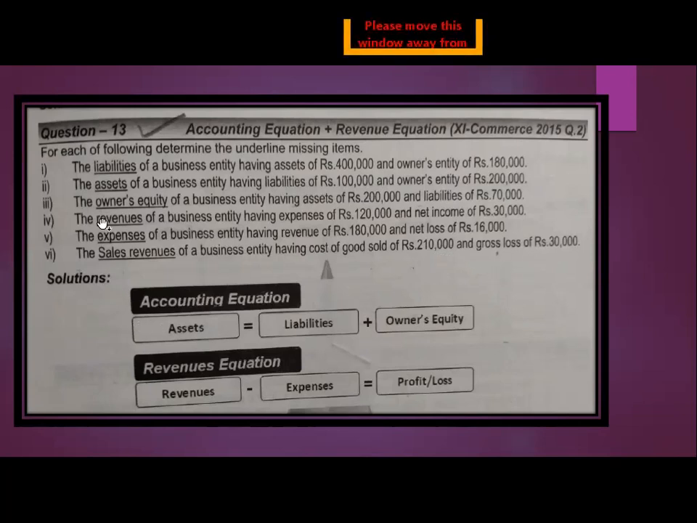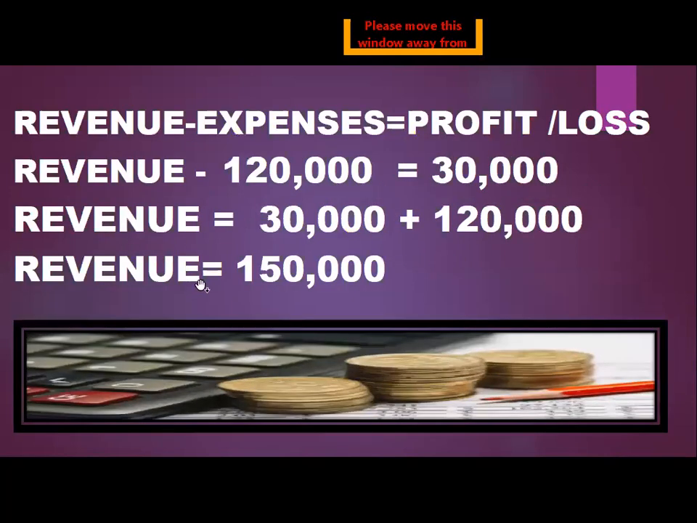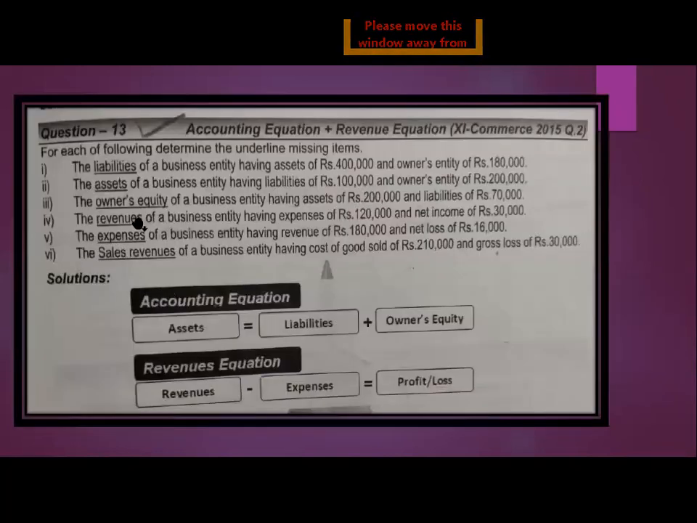Let's proceed to number 4. This is your basic accounting equation. You all know and we have learned it that all your assets is equal to liability plus capital. And this is your revenue equation. Revenue equation जैसे कि आप लोगों ने बेटा मैं ये वाला क्वेश्चन आपके साथ डिस्कस कर रही हूँ. Number 4, you have to find out the revenue when expenses is 120 and net income is 30,000. Okay.